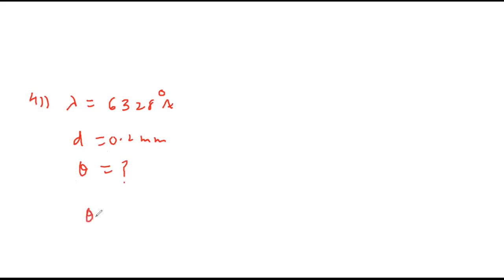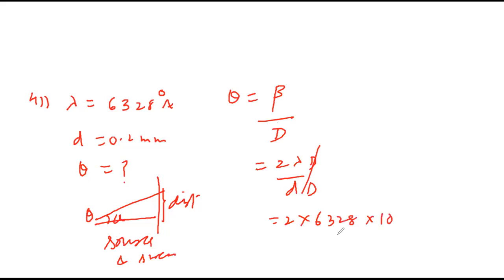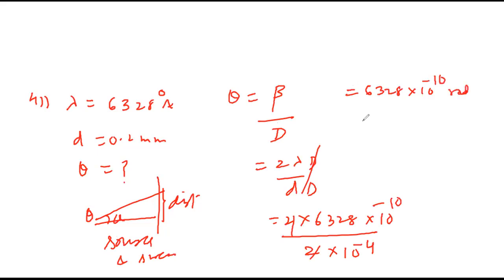So angular width theta is the opposite distance upon the distance between source and screen. Now the opposite distance is the width of central maxima, upon capital D. So this is 2 lambda D by d, upon capital D. So 2 into 6328 into 10 raised to minus 10 upon 0.2, which is 2 into 10 raised to minus 4 in meter. This is in radian, but the answer is in degree.